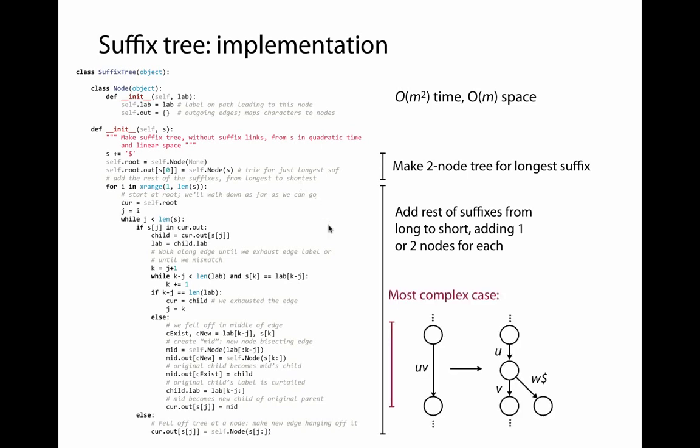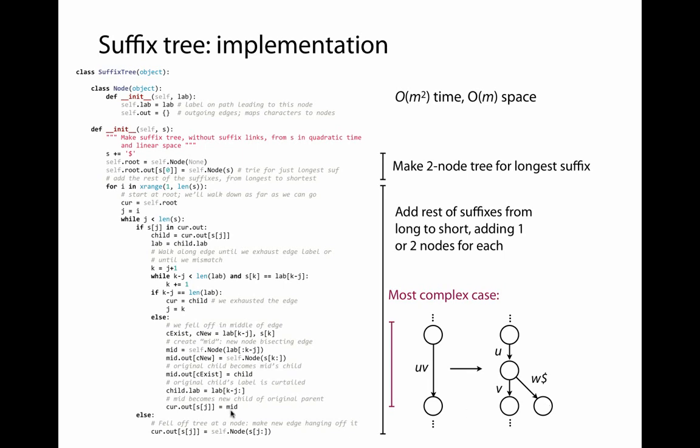And perhaps the most complex case we have to deal with is where the addition of the new suffix requires that we take an edge that was labeled with some string uv, say that u and v are strings, and so this is the concatenation of u and v. We then had to split that edge in order to add a new edge and a new leaf node.